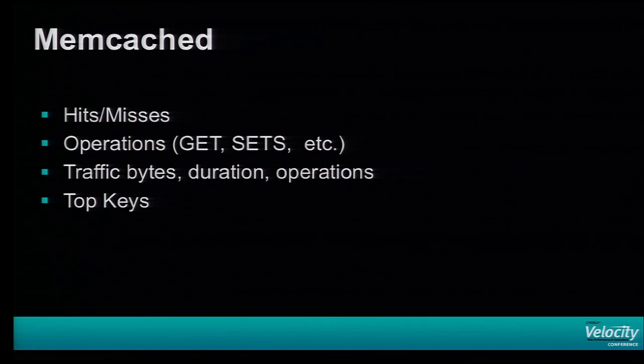We've seen a bunch of stuff about Apache, but what other kind of things can we instrument? So with Memcache, there's lots of counters that we can look at. We can look at hits and misses. We can look at operations like gets and sets. We can look at bytes. But just like when we were looking at HTTP and we could look at URIs, in Memcache we can actually look at keys. And this is kind of crazy to get this kind of visibility.